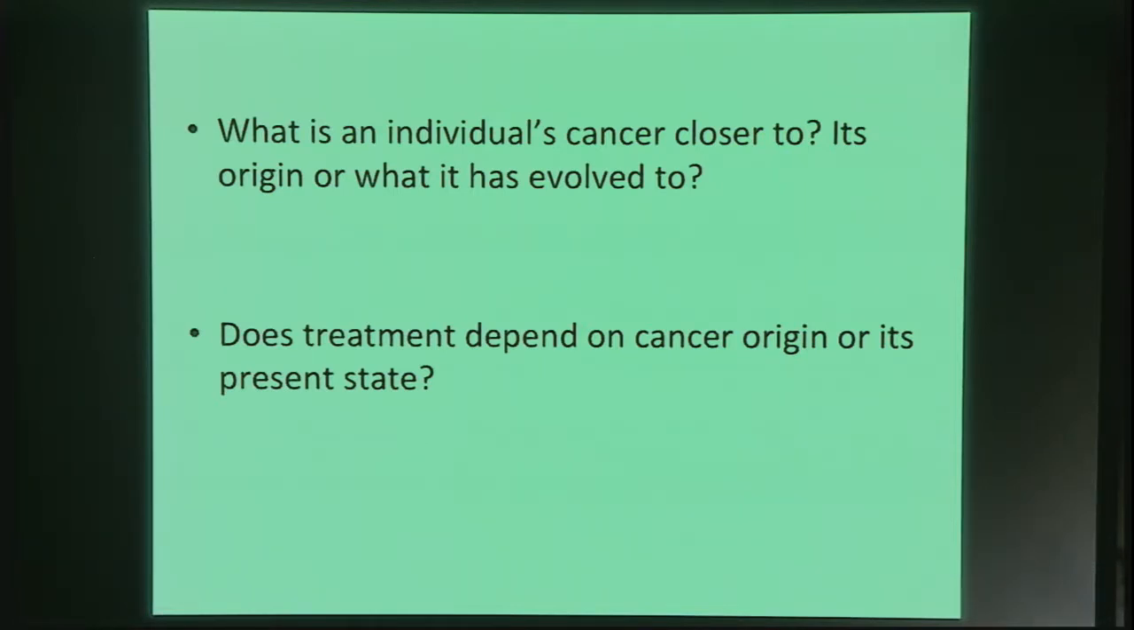I want to start with this question. What does an individual cancer depend on? You know, the cancer evolves, right? Does it depend on where it started from, or does it depend on the state that the patient is in? And then the treatment, what does the treatment depend on? Is it the origin or the state?